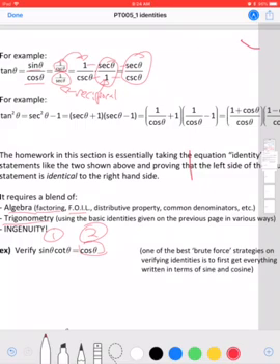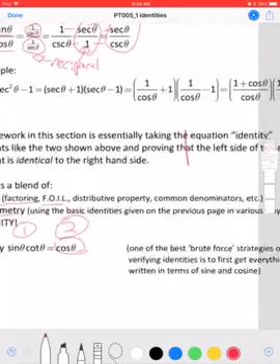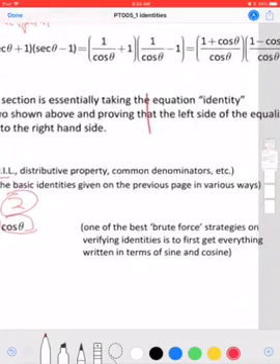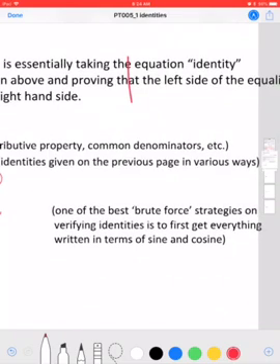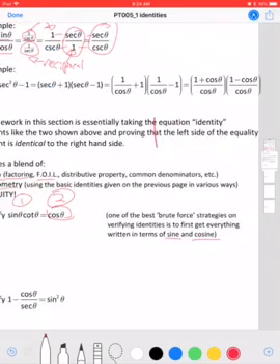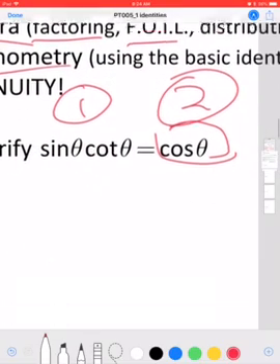And what they call this type of strategy is brute force, because we're just plugging in and just kind of going through all of our options first to rewrite as much as we can and get that final answer. Good rule of thumb is that we will most likely be rewriting terms in sine and cosine. So be on the lookout for any situation where we can do that. Let's start with this first one.